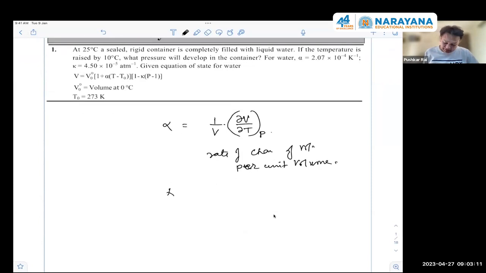And what is this K? This is minus 1 by V, del V by del P at constant T. We call it isothermal compressibility. Why isothermal? See this, temperature is constant. So isothermal, rate of change of volume with pressure. What is this? Compression. So this is isothermal compressibility. And this is isobaric expansivity. That means at constant pressure, the coefficient of how the volume of something increases.